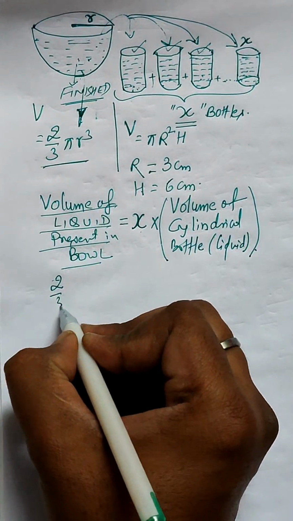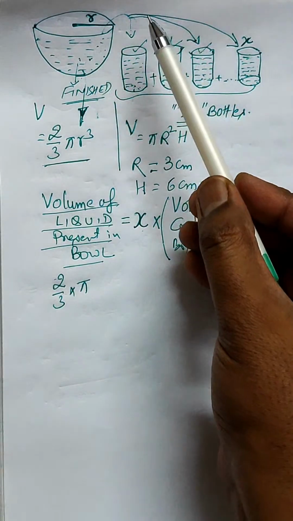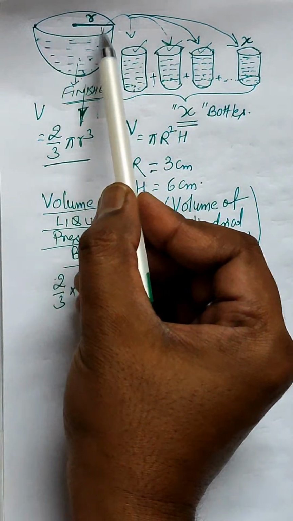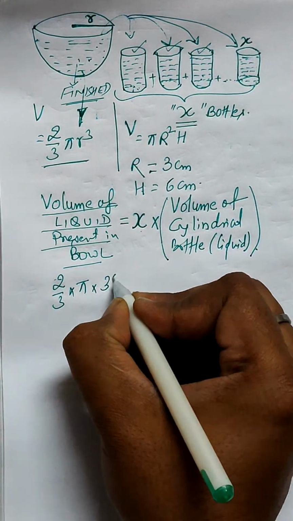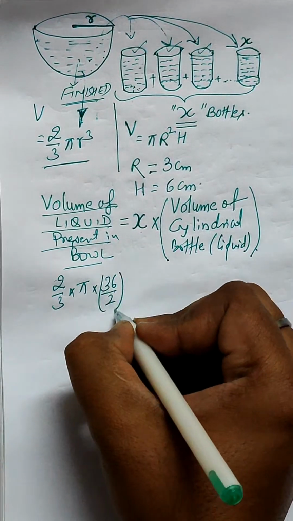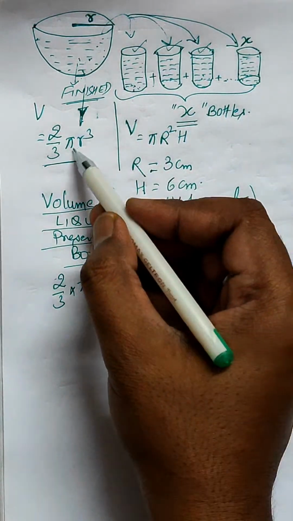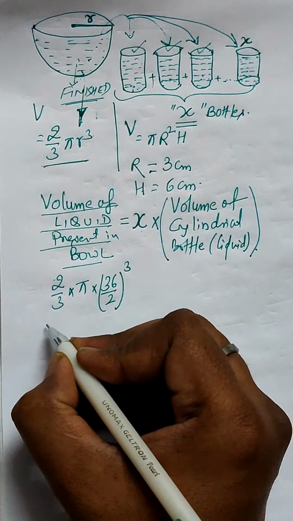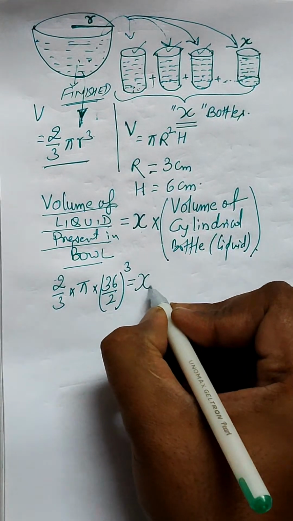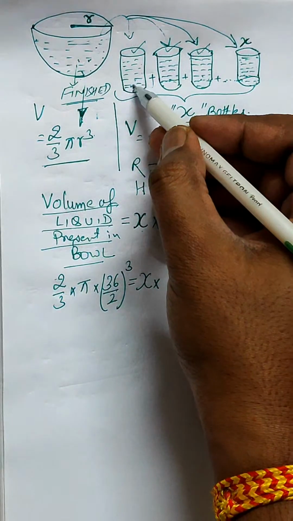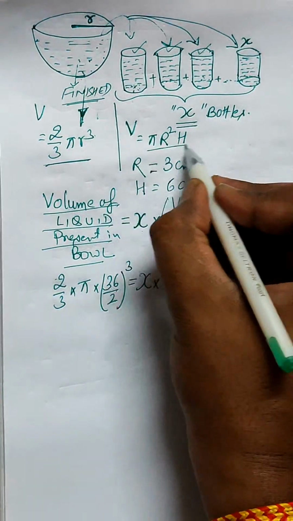So 2 by 3 into pi. For the hemispherical ball, it's given that the internal diameter is 36 centimeter. So the radius will be half of the diameter, so 36 by 2 will be the radius of this hemispherical ball, right? So 2 by 3 pi r cube will be the volume of the liquid present in the bowl, and this will be equal to x number of bottles times the volume of the liquid present in each bottle, right? So x into pi r square h, this volume.